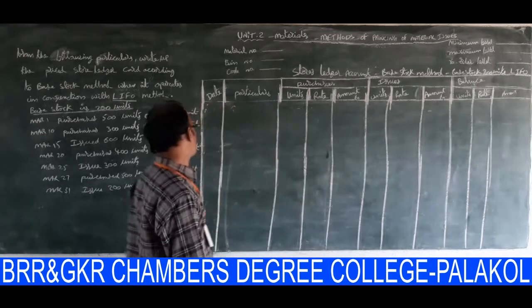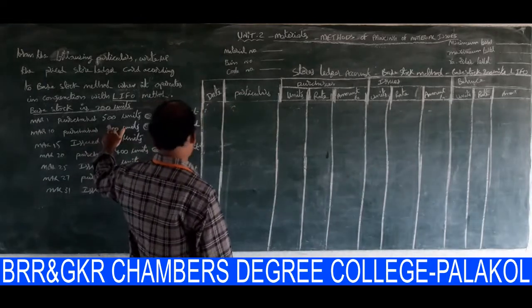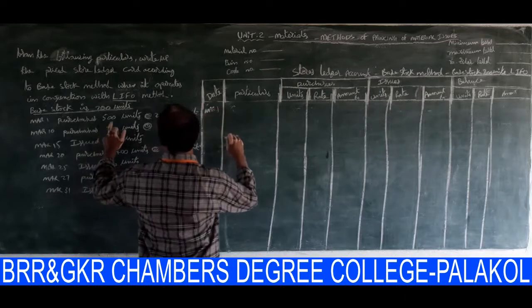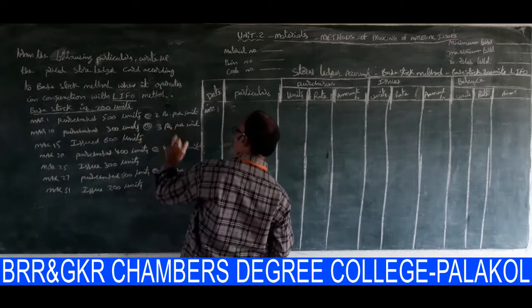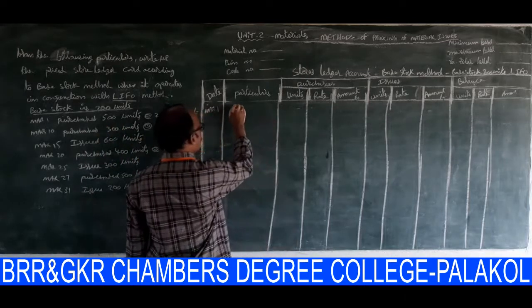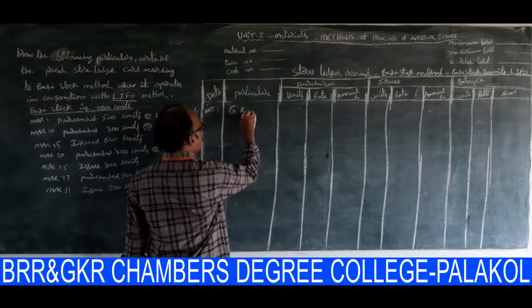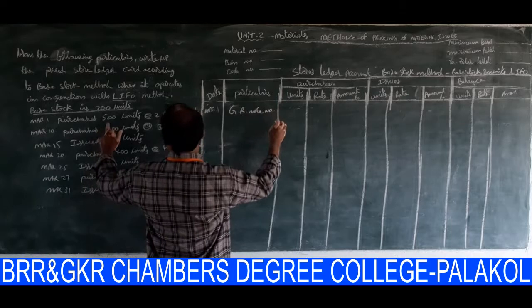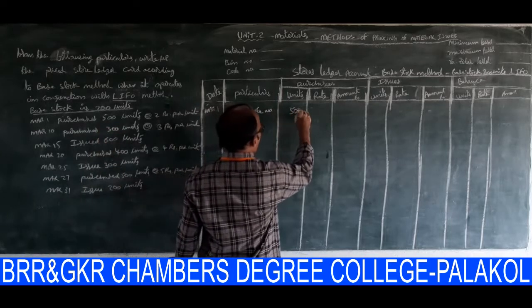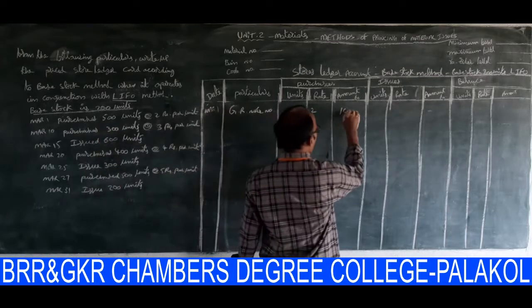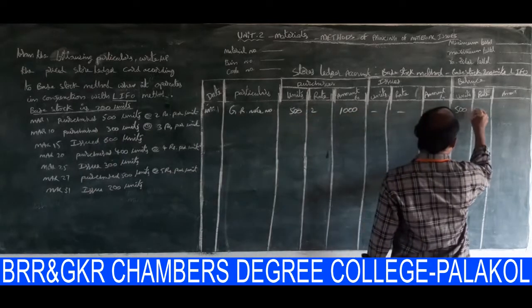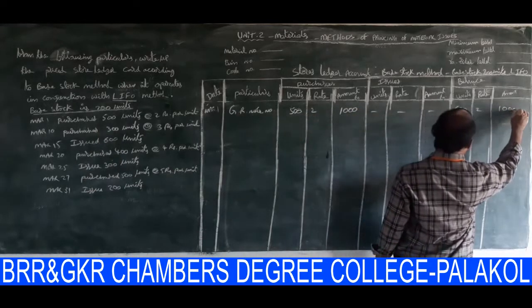Right? Look at the first one, it is March 1st, purchased 500 units at the rate of 2 per unit. That's fine. Goods receipts note number, 500 units at the rate of 2 per unit, 1,000. 500 units, 2 per unit, 1,000.